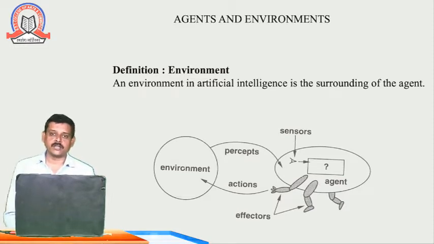If we created a self-driving car, then in that scenario the road where we are driving, that particular area or place, will be an environment for that car, and the car will work as an agent in that environment.